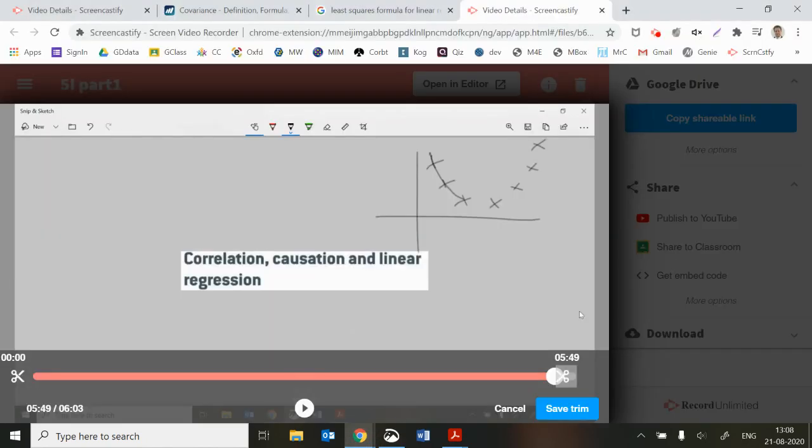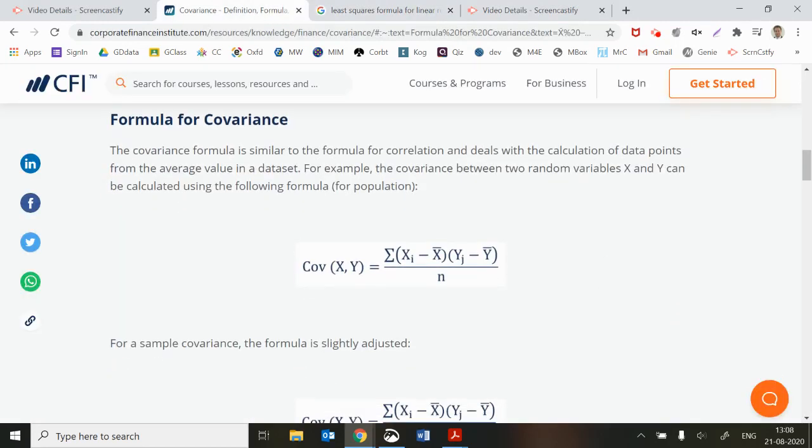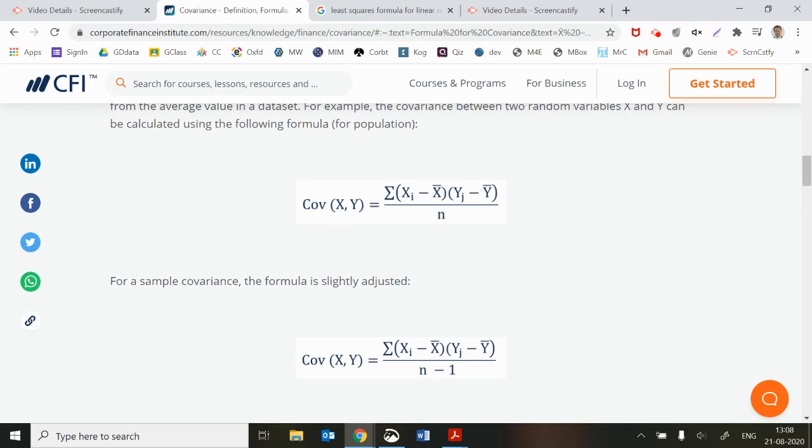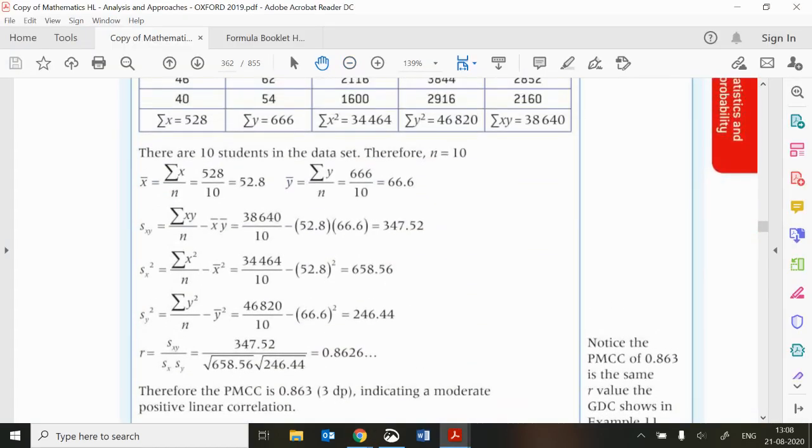Okay, I don't know if I'm being convincing there. Let's look at this formula here. There's the covariance formula. And let's look at what they're doing in the book for that one as well.